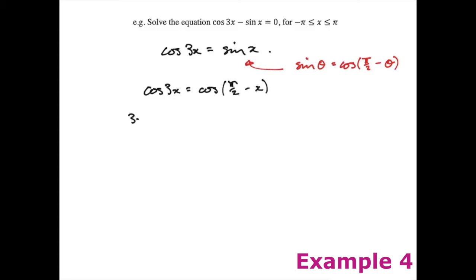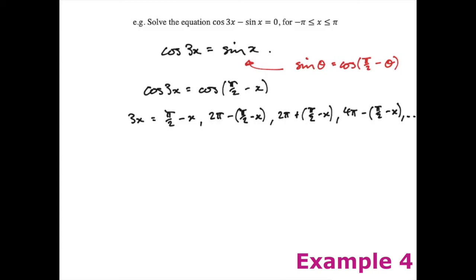Take the inverse cosine of both sides, and this one is a pretty similar question to what we did in an earlier example. So that is our first quadrant, but we also have our fourth quadrant where they're the same. So that'll be 2 pi minus pi on 2 minus x, and 2 pi plus pi on 2 minus x, and then 4 pi minus pi on 2 minus x, and that's going to keep going on. Okay, so that's our pattern.